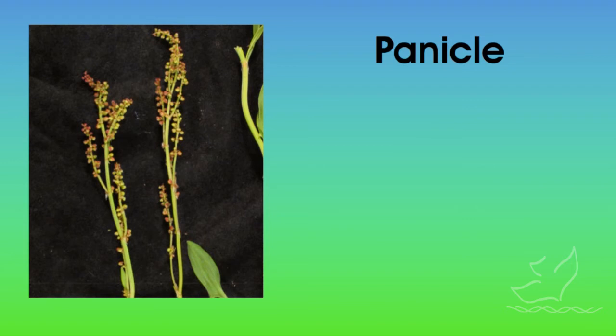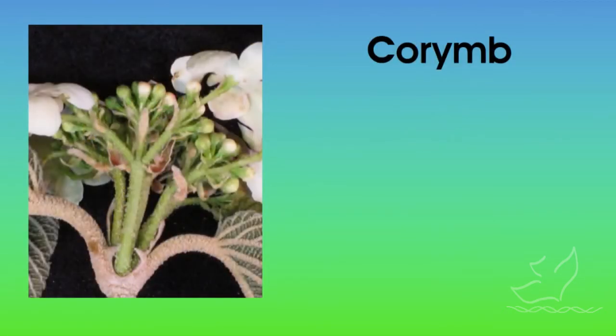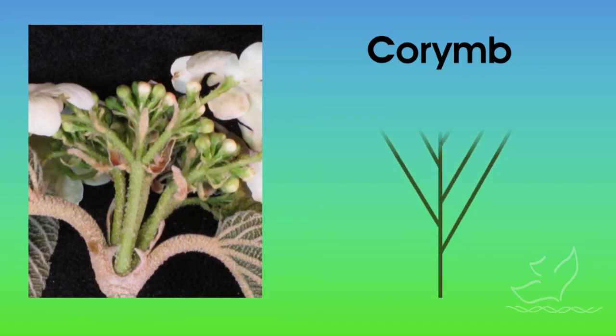Next is panicle. This is a branched tapering cluster with the oldest flowers and the oldest branches near the base of the cluster. So here you can see multiple branches. The oldest flowers are near the base of the main stalk and base of the side branches, and the oldest side branches are near the base as well. Corymb. This is a branched but flattened cluster, not a tapering one. A flattened cluster with the oldest flowers on the outside.